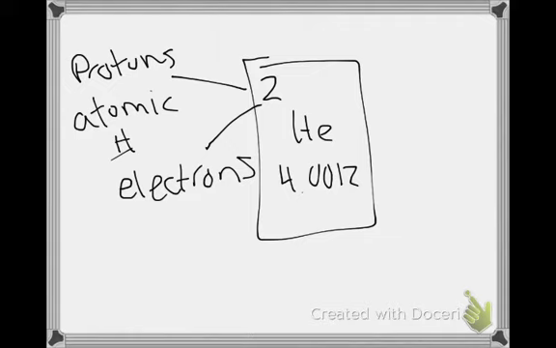The last part that we have to figure out is that of the neutrons. We established before that protons and neutrons have a mass of 1. Electrons have a mass of 0. And so this bottom number here is the atomic mass. We're going to round that to the closest whole number and subtract the number of protons to figure out neutrons.